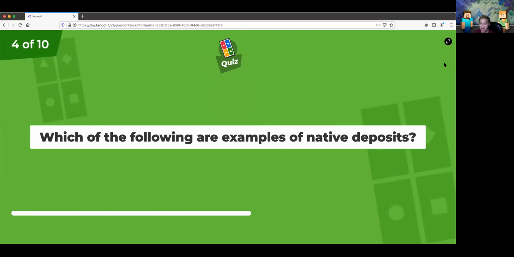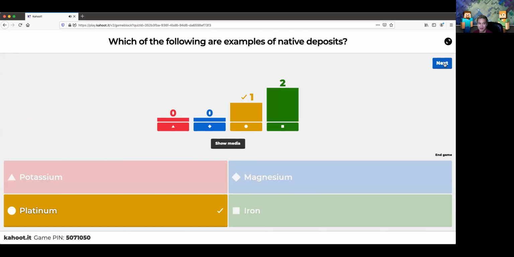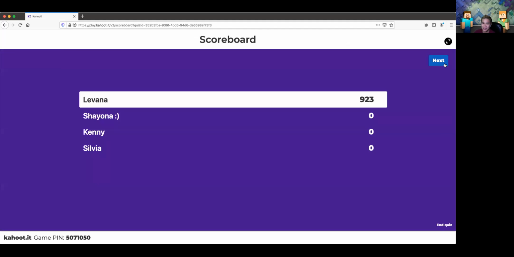Which of the following are examples of native deposits? Is it potassium, magnesium, platinum, or iron? All right, so the correct answer is platinum. So platinum is a native deposit, a metal that is lower than hydrogen. Another example is your copper, silver, and gold, right?